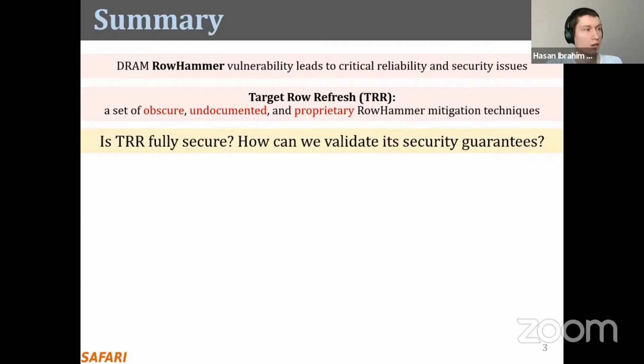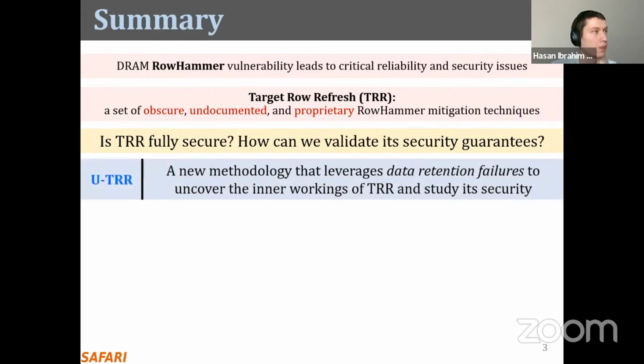Okay, so what we ask ourselves is, are these TRR mechanisms fully secure, and how can we validate their security guarantees? So manufacturers marketed their DRAM chips as RowHammer free back in, I guess, 2016 or 17, but they did not provide any security proofs, right? So this is why we ask these questions ourselves.